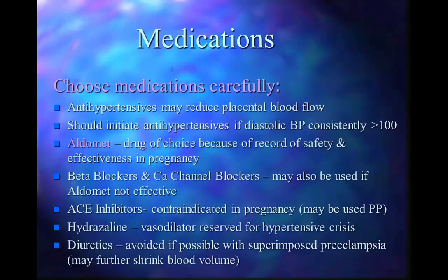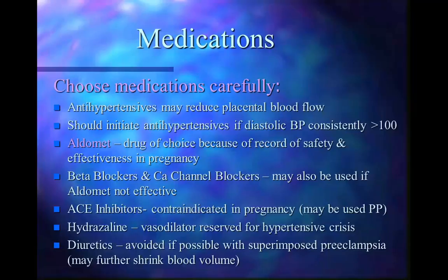When we look at medications for women who have chronic hypertension during the pregnancy, you have to be choosing medications very carefully. Antihypertensives that can bring their blood pressure down are not always advised because they may reduce placental blood flow. And so you should only initiate antihypertensives if their diastolic blood pressure is consistently greater than 100.